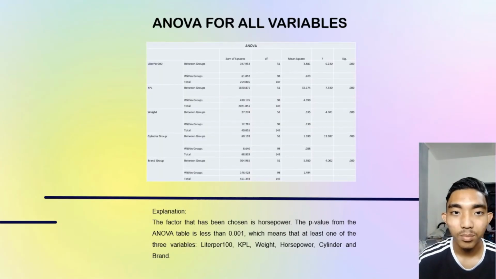ANOVA for all variables. The factor that has been chosen is horsepower. The p-value from the ANOVA table is less than 0.001, which means that at least one of the three variables, that is liter per 100, KPL, weight, horsepower, cylinder, and brand.